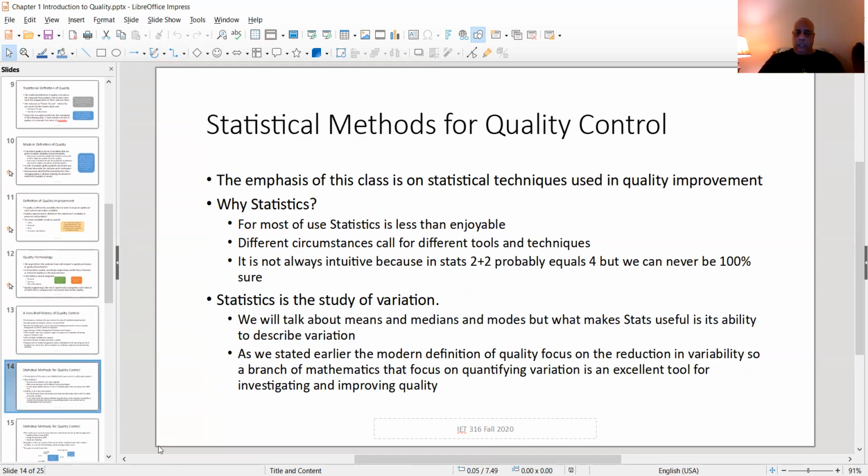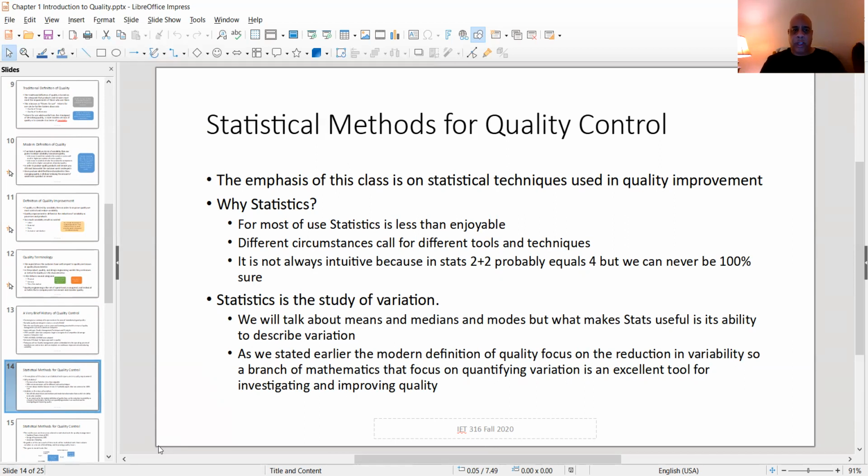Again, where's all this leading to? We're getting into something called statistical methods for quality control. So what I'm going to teach you is how statistical techniques are used in quality improvement.